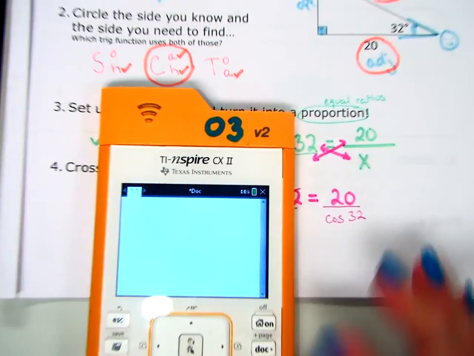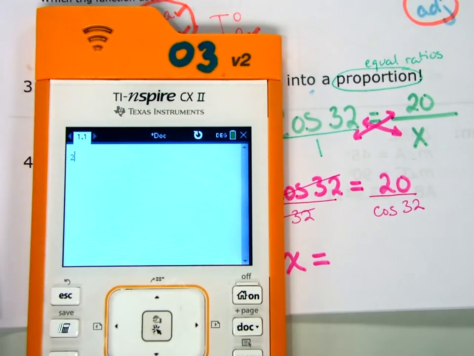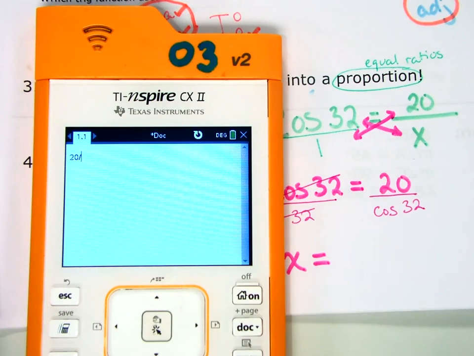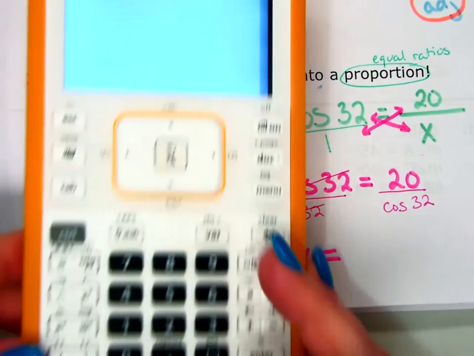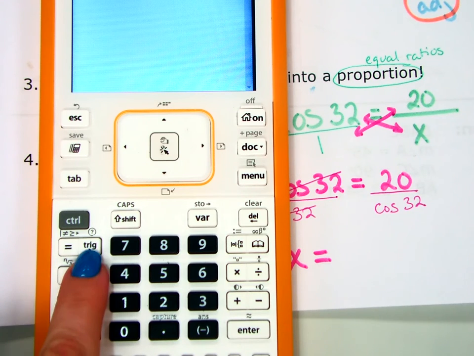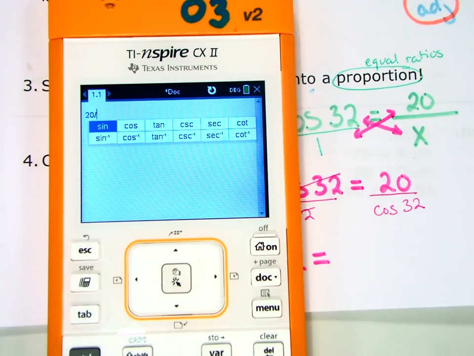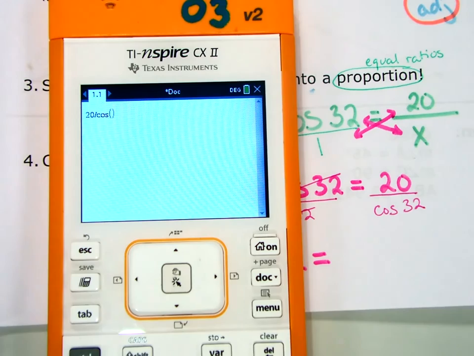X equals 20 divided by the cosine of 32. So to put that in my calculator, I type 20 divided by cosine. Look at this calculator, look at number 7, and look right to the left of it. You should see a button that says trig on it. When you press the trig button, you get all these options. We're only going to use the first 3, sine, cosine, and tangent. On this one, we want to use cosine. I'm going to arrow to cosine and hit enter.